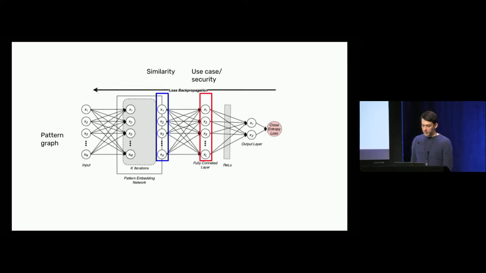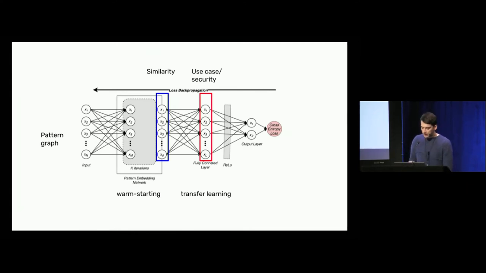So what we did was we just added another hidden layer, highlighted in red, on top of the embedding network highlighted in blue. While the blue layer already encodes the similarity information, the red layer will learn the use case or the security information of patterns. And based on that information, the classification layer on the right will then be able to predict what use case it is and whether it's insecure or not.